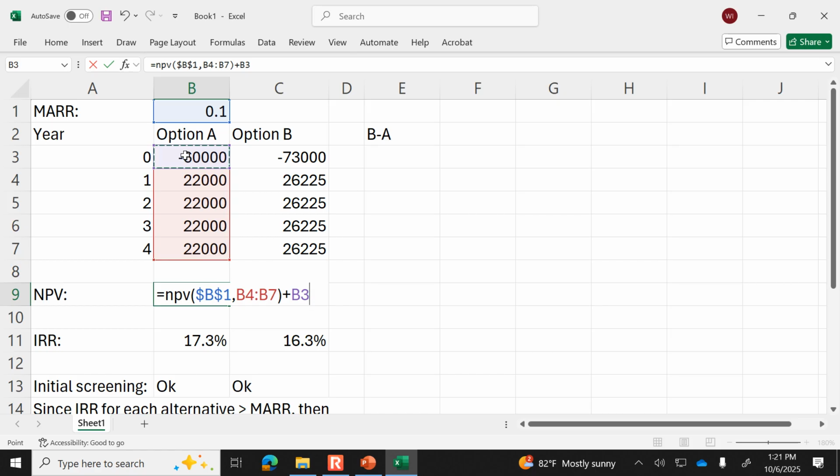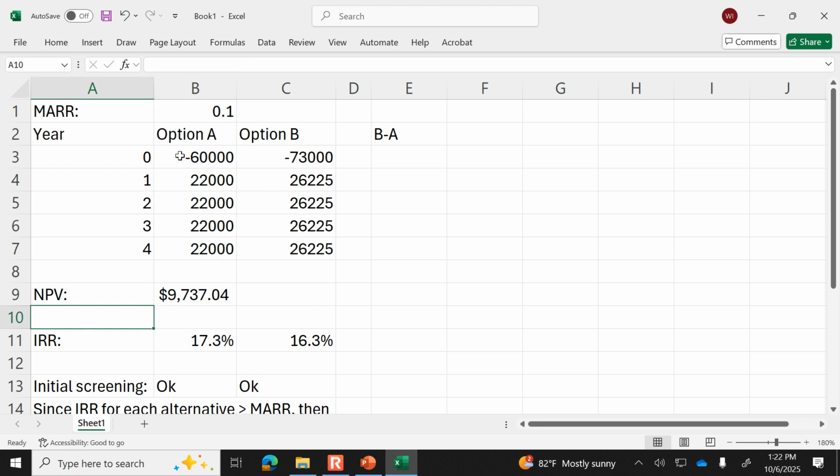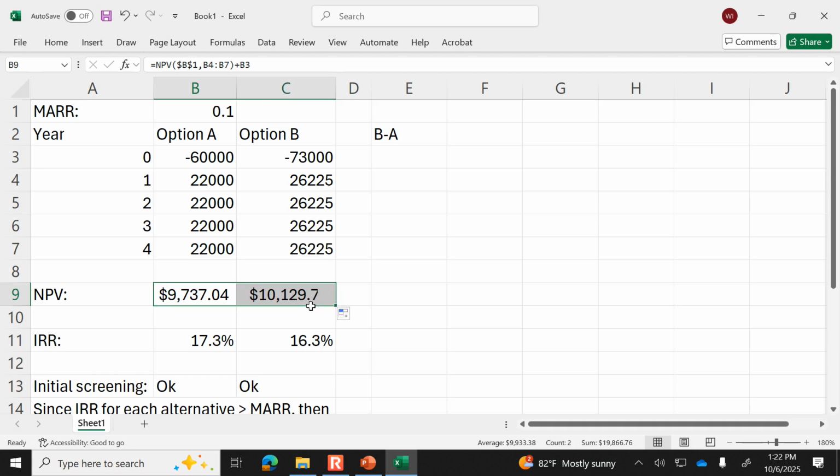So that's really important. If you put the whole range of data in there, then it thinks this first value that it sees needs to be discounted by 1 year, and it doesn't. The first value it sees should be the amount that needs to be discounted by a year. So the amount in year 1, not the amount at time 0. Okay, so that's the present worth of option A. I can just pull this sideways and it's going to apply the same function over to option B.